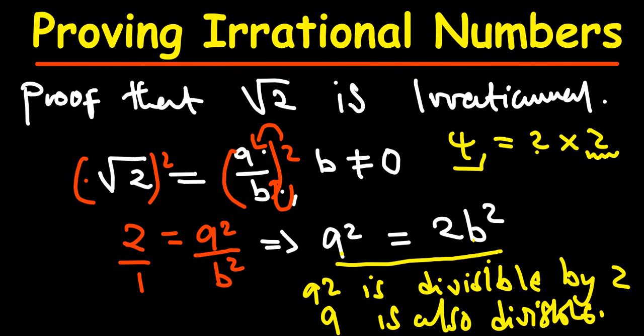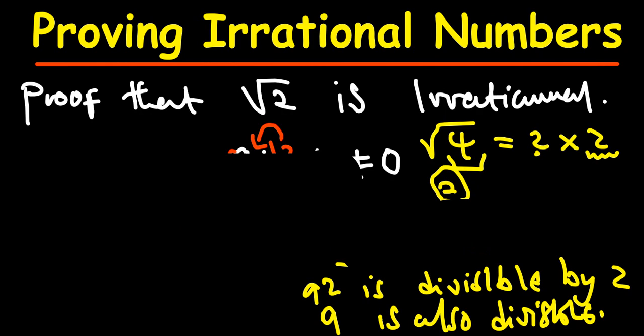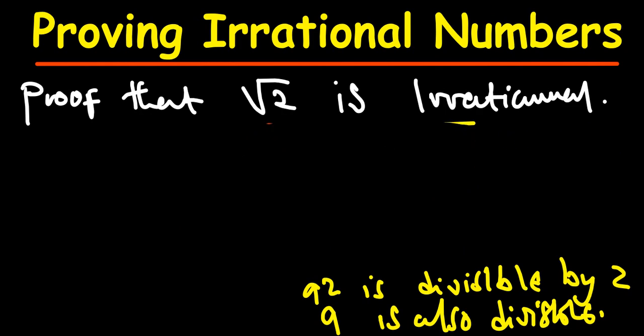So it means this answer is also divisible by 2. And then when we take the square root of this 4, we are going to get 2. So even this 2 here will be divisible by 2. So this is the concept that we are using here. Okay, so if a squared is divisible by 2, then it means that even a will be divisible by 2. That's what we have concluded from what we had here. If a squared is divisible by 2, it means even a will be divisible by 2.